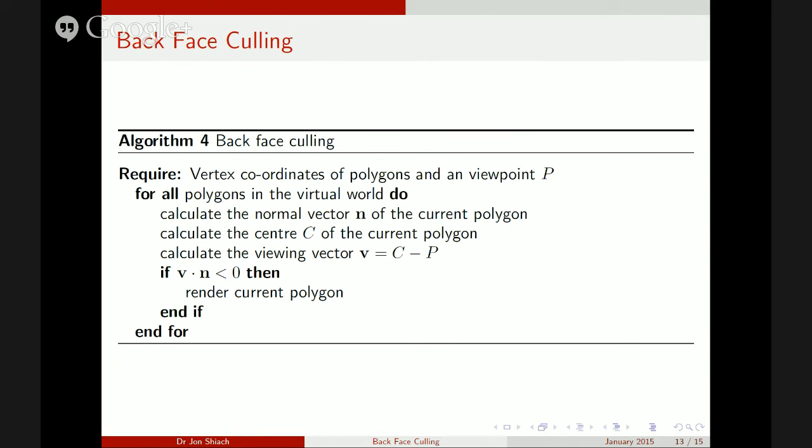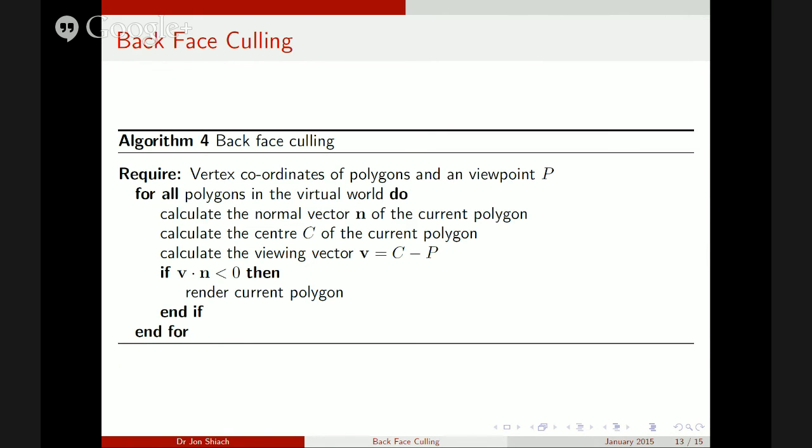So this is the algorithm. Again, I've presented this in quite a formal way, just to get you used to how we do it. So for the back-face culling method, what we need is vertex coordinates of polygons, and a viewpoint P. In programming terms, the vertex coordinates will be like a vertex array, and the polygon links will be poly. And we have the coordinates of your single viewpoint P.